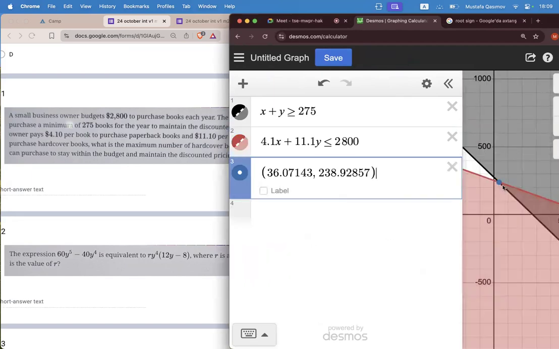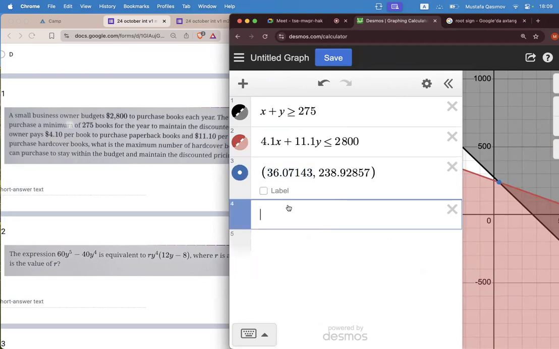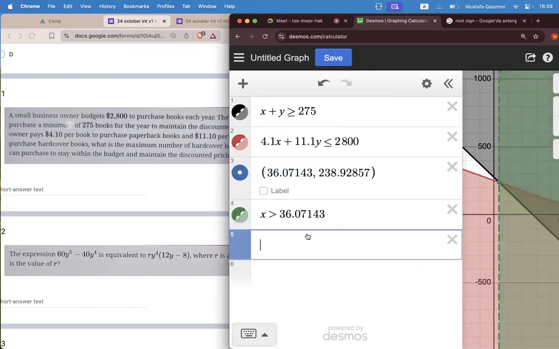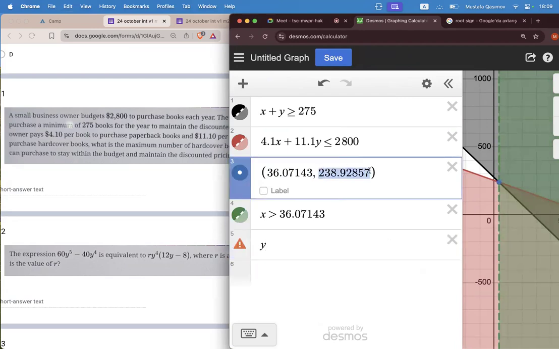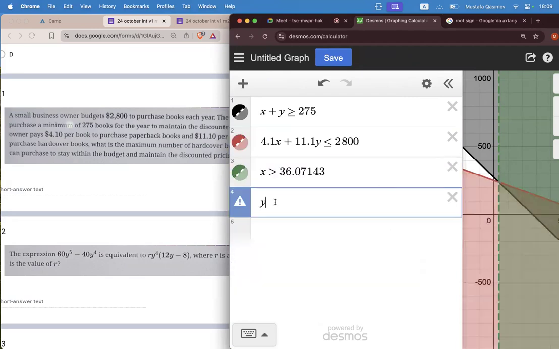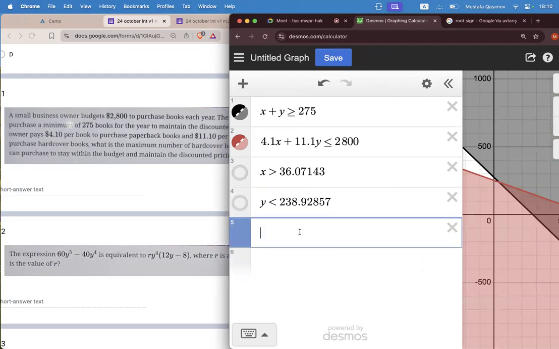Okay, here you can see that x has to be greater than this value. X is greater than this one. And y has to be less than this one. So these two are our answer. Because it asks about y, it has to be 238, not 239. It has to be 238.